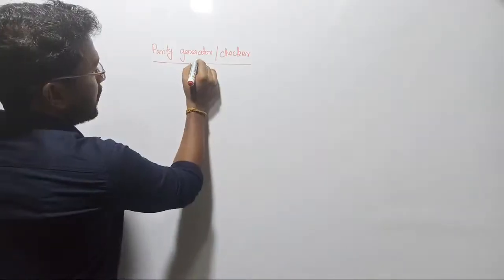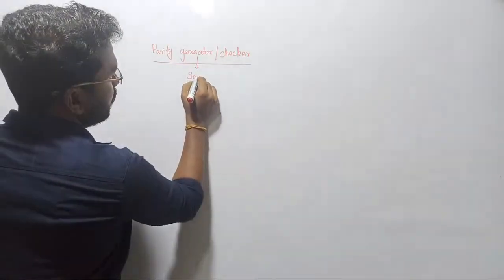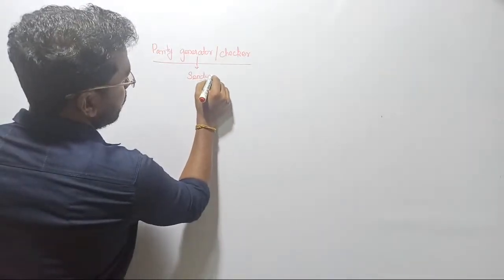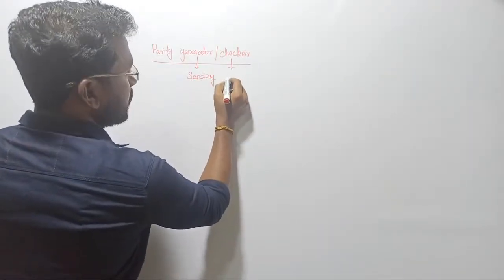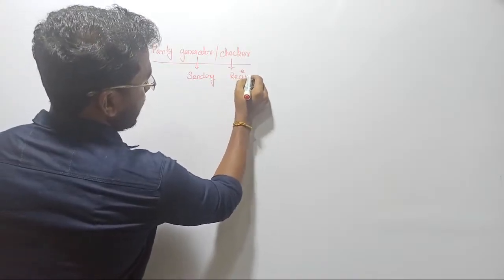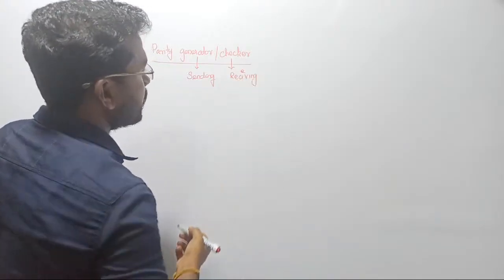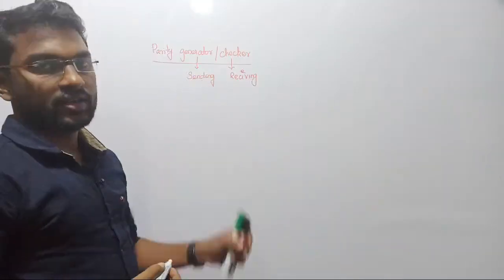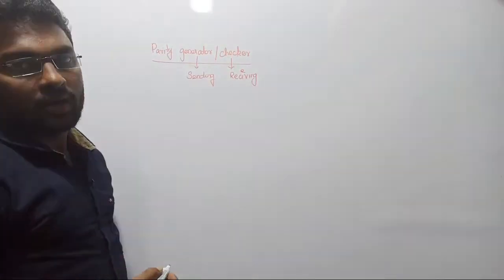The parity generator is at the sending end, so it will be available at the sending end. The parity checker will be placed at the receiving end, in order to detect the error in our codings. That is the purpose of the generator and checker: one at the sending end, one at the receiving end.